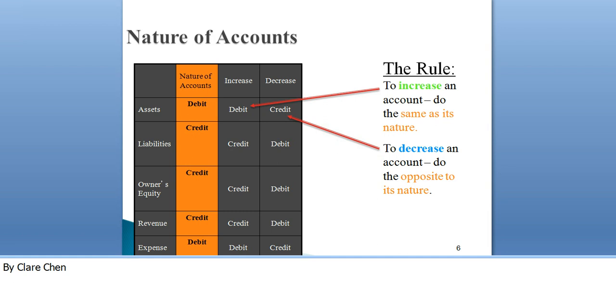I'll give you another example. Loan is a liability account, and according to this rule here, liability has a credit nature. So to increase a loan account is to credit the account, and to decrease the loan account is to debit the account.